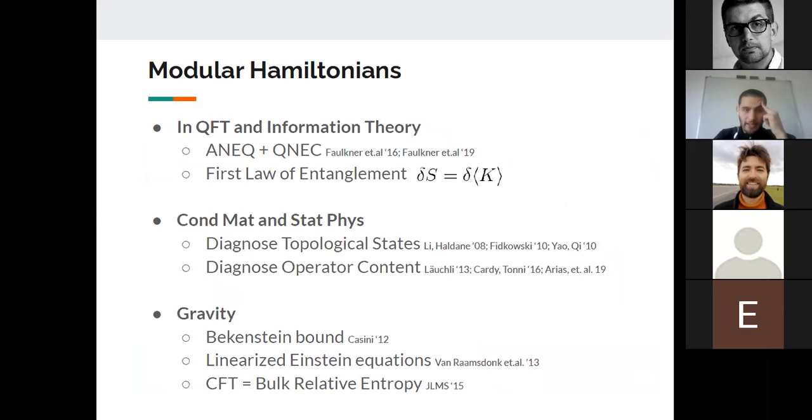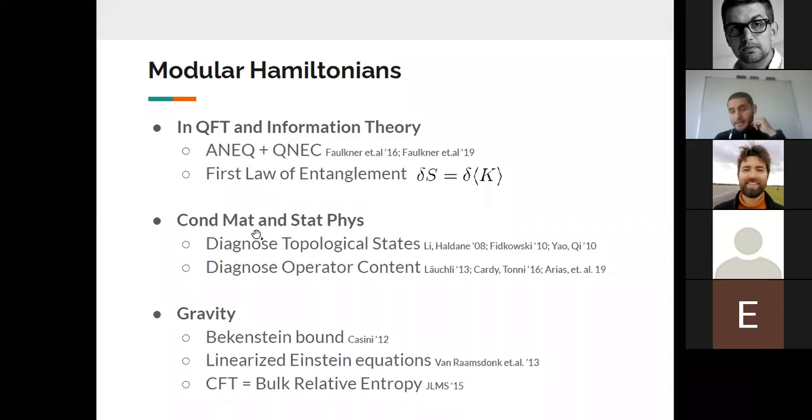So a little bit of background. The importance of modular Hamiltonians in various areas, I don't have to tell you about, because for the last decade it's been a very intense research area. It has been used, for example, to demonstrate the ANEC and QNEC conditions by Faulkner and company. It was also very useful to study differential changes of entropy via the first law of entanglement.